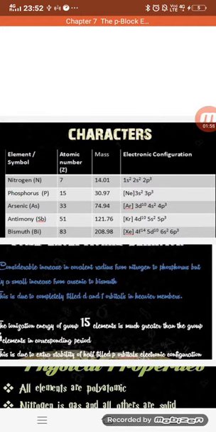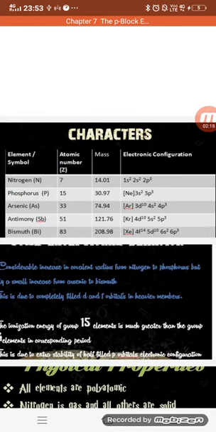Because down the group, with increase in the atomic size, metallic property increases. When we say metallic property increases, that means the ability of the metal to lose electrons and to form cations increases.